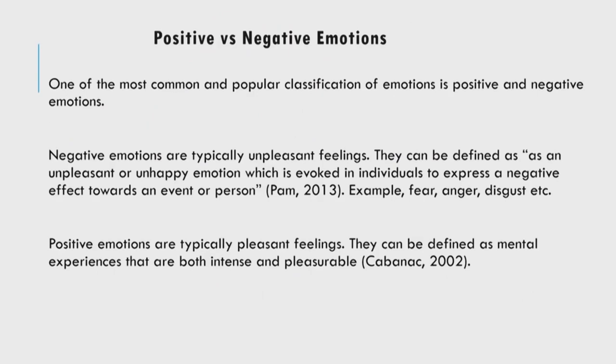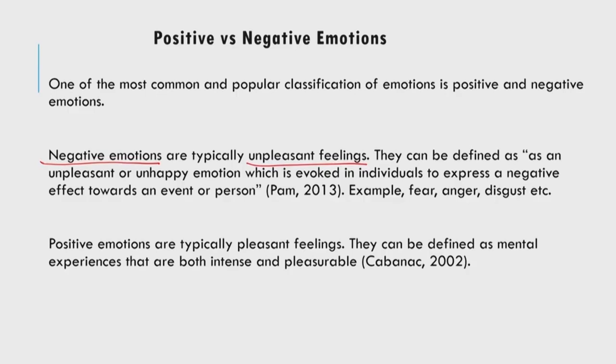Emotions can broadly be divided. There may be many other classification systems, but one of the ways by which we can classify emotions is positive versus negative emotions. It is one of the popular ways of classifying emotion. Negative emotions are basically unpleasant feelings. Any emotion which gives you a sense of unpleasantness or a sense of pain, which you don't like, or which creates a sense of avoidance.